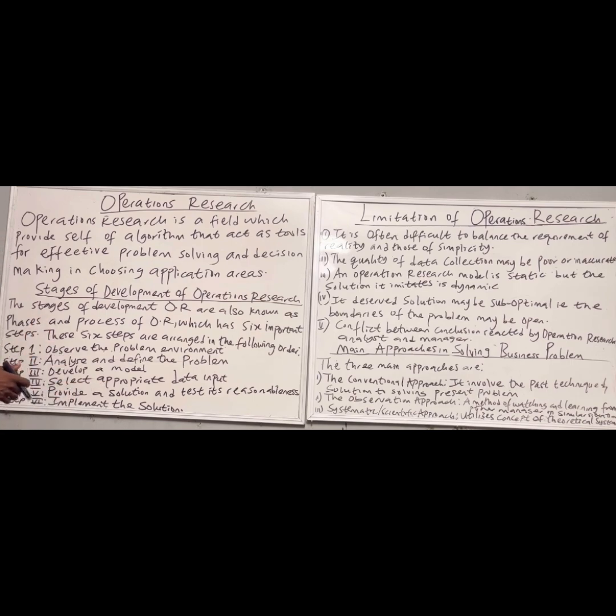First step: observing the problem environment. Carefully observe the situation or conditions surrounding the environment. That is, we have to identify the problem we are attempting to solve before solving it. So it starts with observing the problem environment. Then step 2 is to analyze and define the problem.